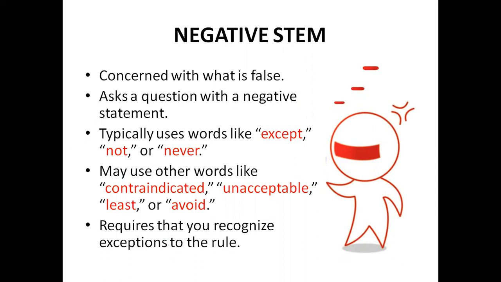Okay, so a negative stem, however, is concerned with what is false. So it asks a question with a negative statement. Most all negative stems are stated in a negative statement, typically using words like except, not, or never. They may use other words like contraindicated, unacceptable, least, or avoid, which requires you to recognize an exception to the rule. So those are negative stem type questions.